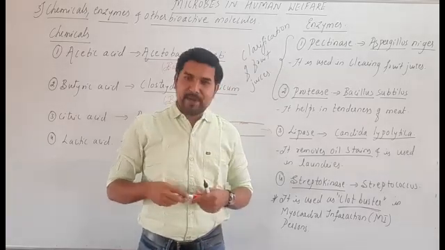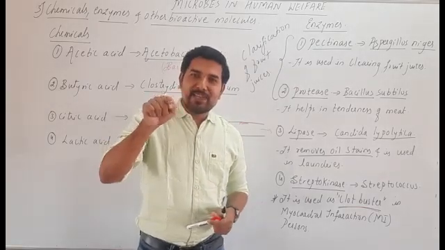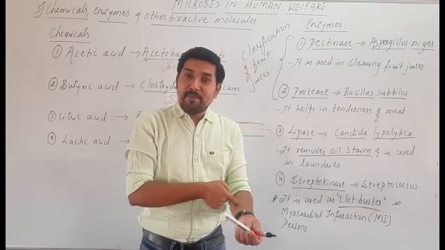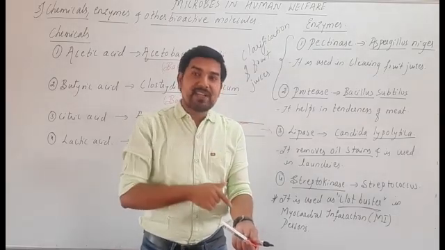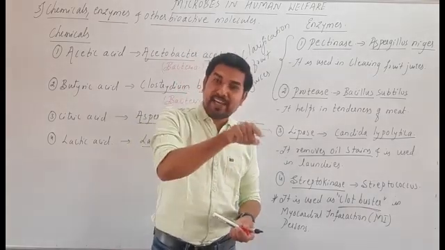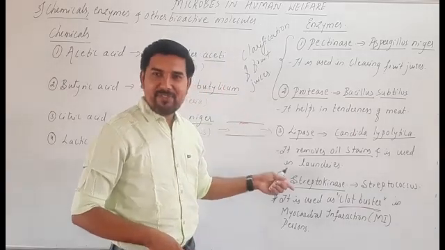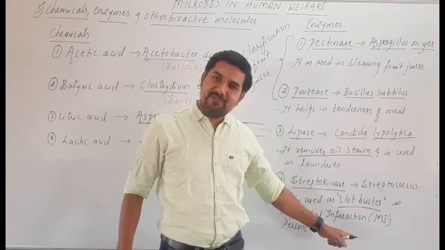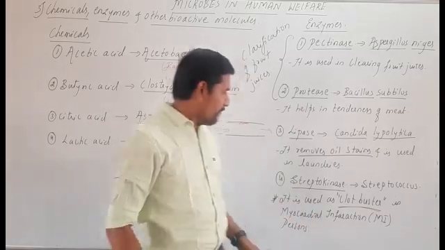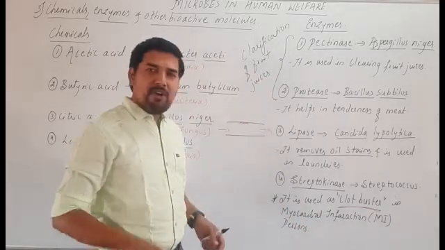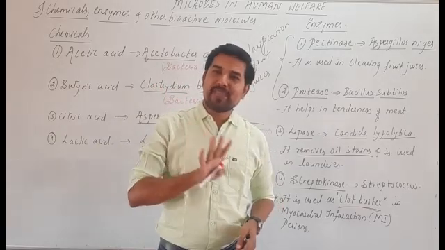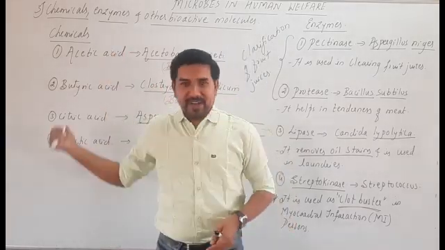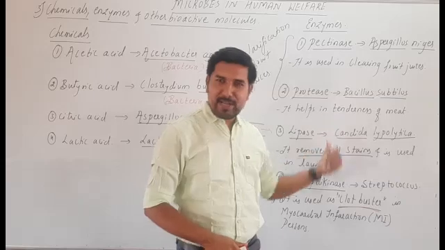Otherwise, what will happen? If this enzyme is not injected to the persons who are suffering with a severe heart attack, then ultimately it leads to death. That's why it saves the life, and hence is given for the MI patients, myocardial infarction or heart attack patients. Okay, so this is regarding all the 4 different types of enzymes. These are the 4 different types of chemicals, the 4 different types of enzymes.